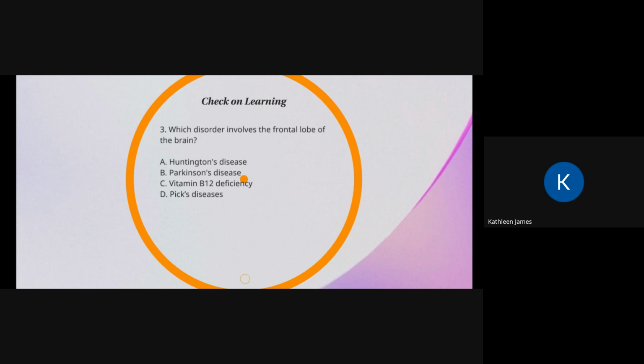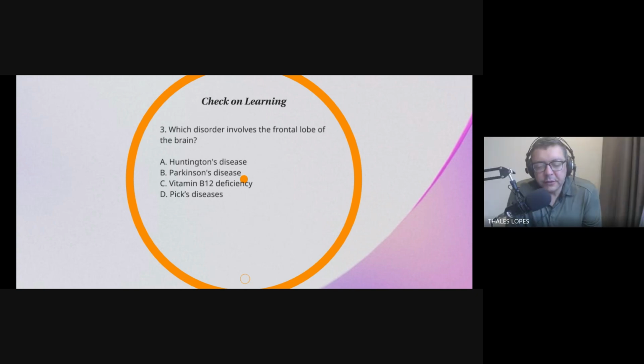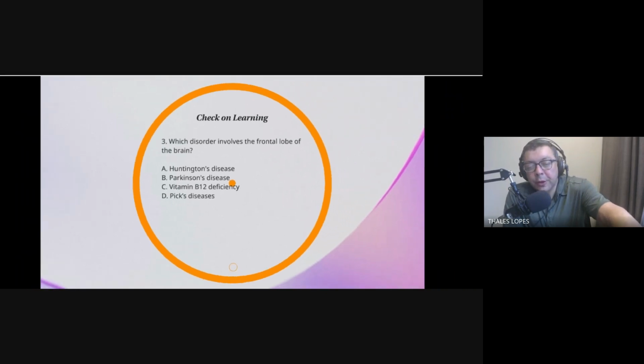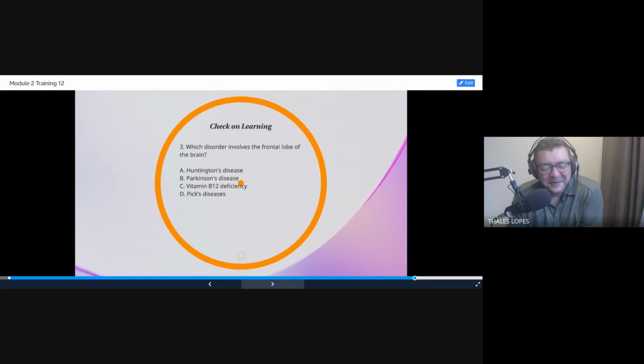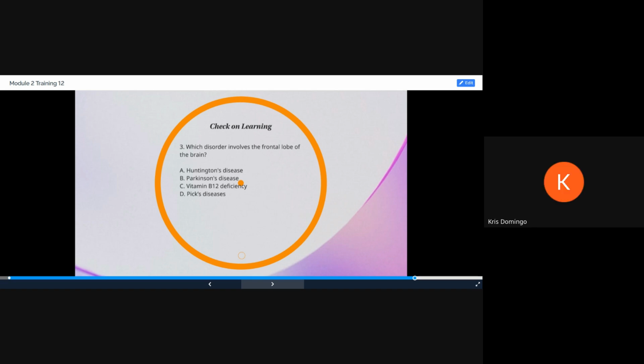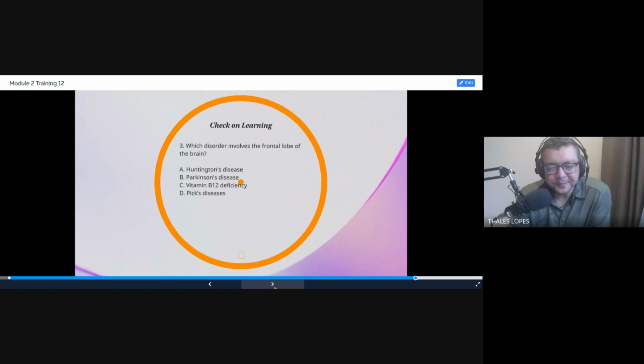It's Pick's disease. Is it cortical or subcortical? Cortical. Okay. All right.